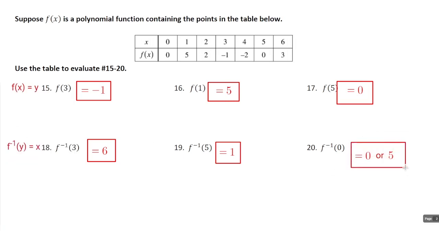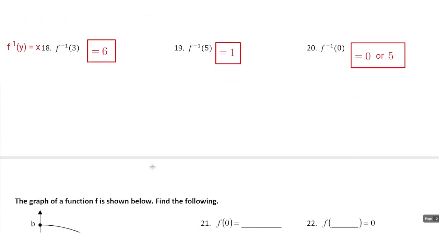Okay, that took a little while longer for me to get in there. Okay, that's number 20. And that brings us to our final page here.